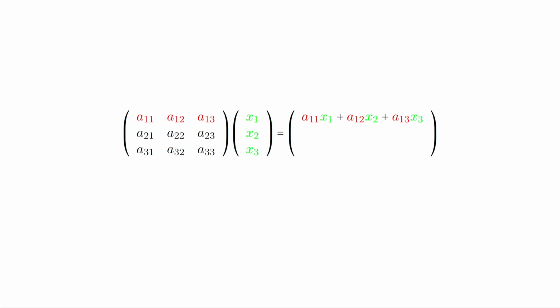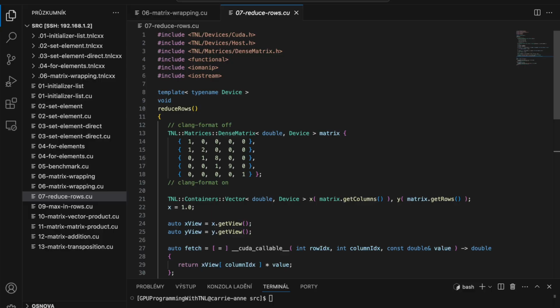The result is the first component of vector Y. We then perform the same operation with the second row of the matrix A to obtain the second component of vector Y. Finally, we repeat the process with the third row of matrix A to compute the third component of vector Y.